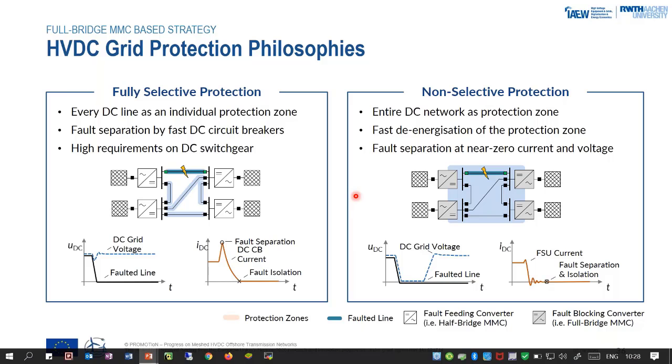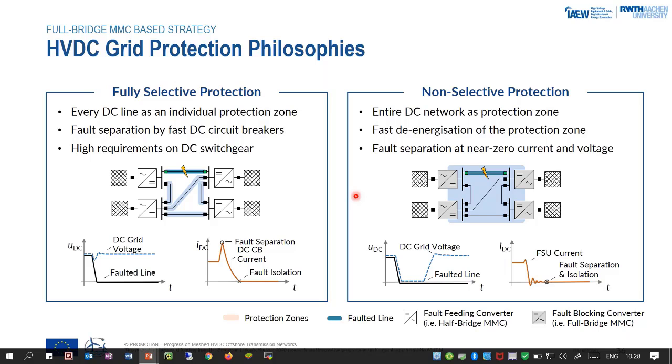Before we start with the full bridge-based strategy, let me quickly introduce some motivations behind it. From an operational perspective, for sure it would be desirable to just install fast DC circuit breakers at every line end, similar to AC transmission systems, and treat every line as an individual protection zone. However, in case a DC fault occurs in the system and the voltage collapses, this will lead to very high fault currents, and the nature of a fully selective protection system is that such a fault has to be interrupted during this high current phase.